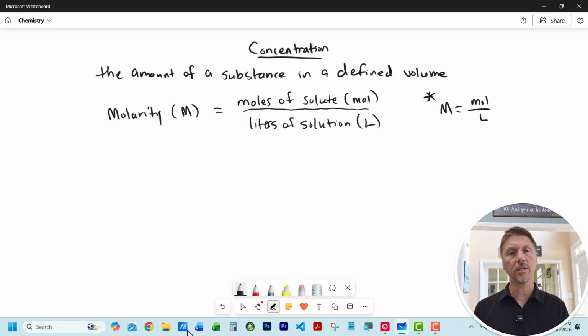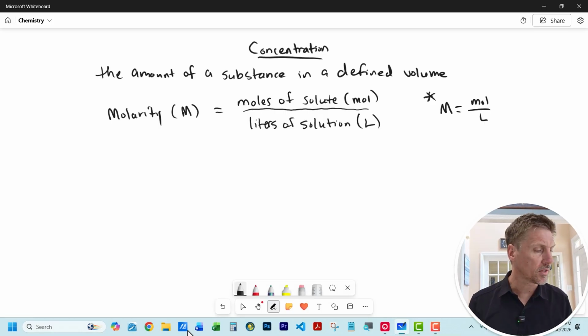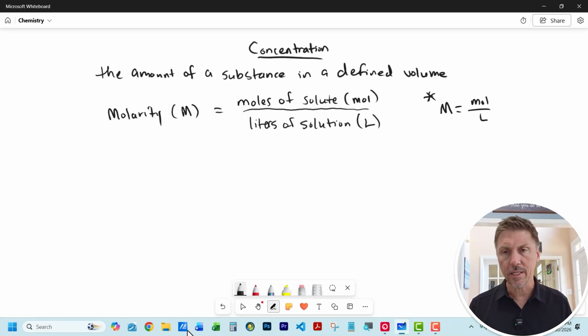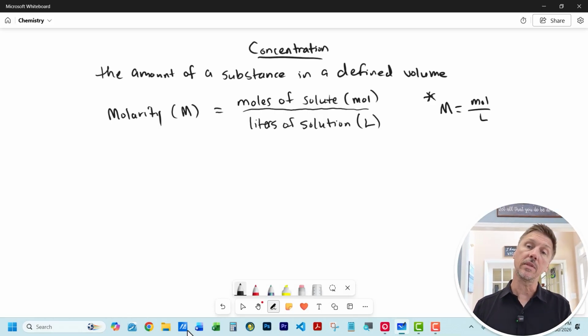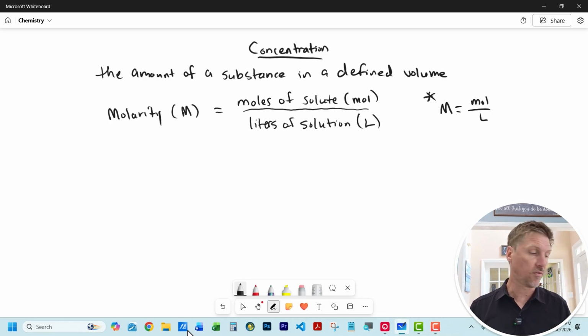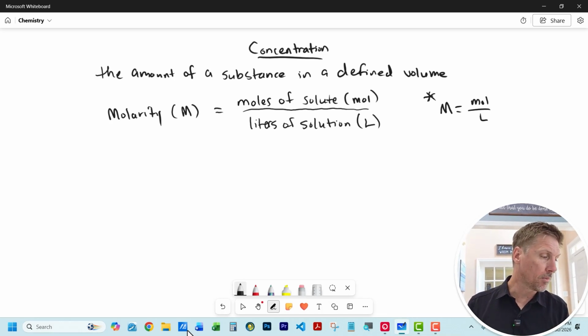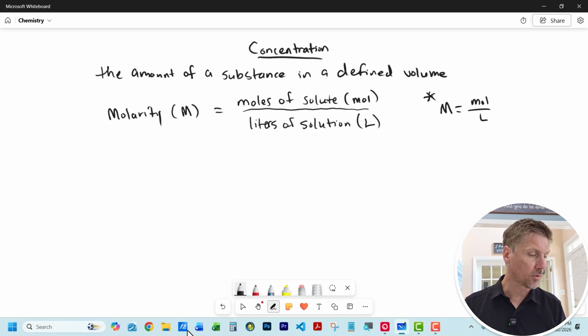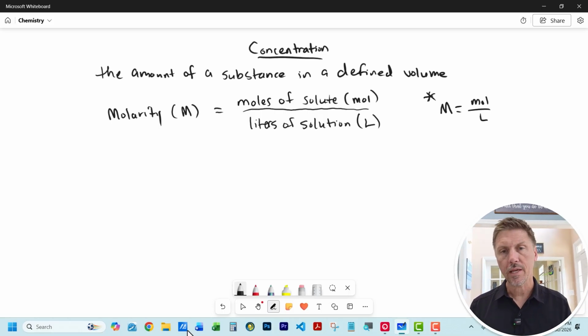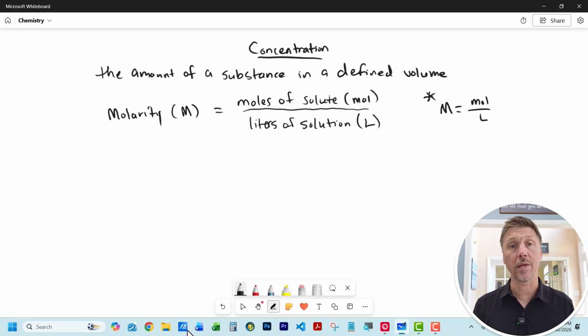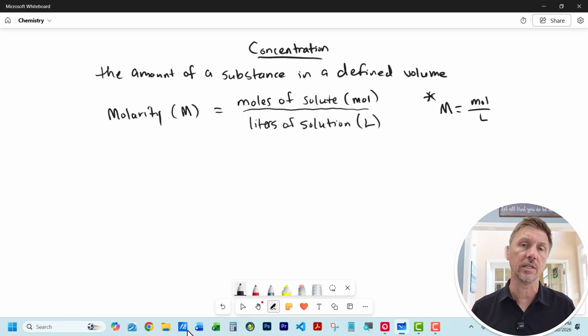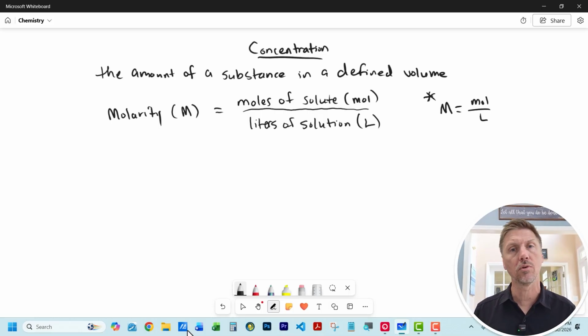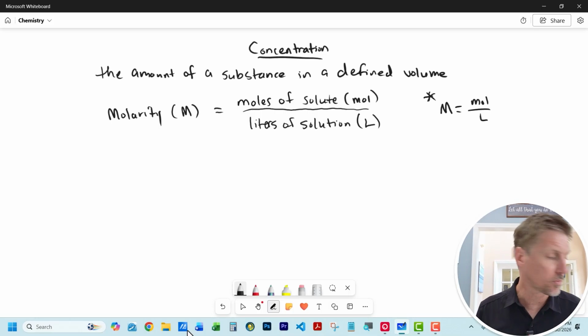And you need to know that formula. You need to be able to use that formula. It's a simple formula mathematically, but you see that the unit for molarity is going to be moles per liter. And so we can sometimes just use that capital M as our unit. Sometimes you'll see it represented that way. You won't see moles per liter, you'll just see a capital M, and you know that that means moles per liter.